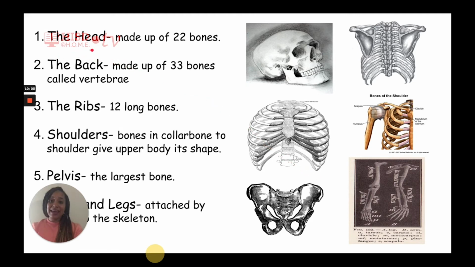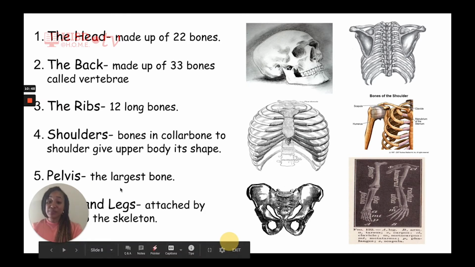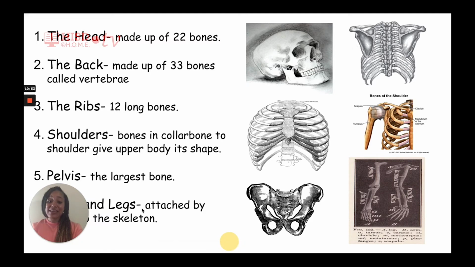Our head is made up of 22 bones. Our back is made up of 33 bones. Our ribs are made up of 12 long bones. Our shoulders are bones in the collarbone to the shoulder to give the upper body its shape. Our pelvis is our largest bone. And then our legs are at the bottom. So they're right here. So these are some different parts of our skeletal system.